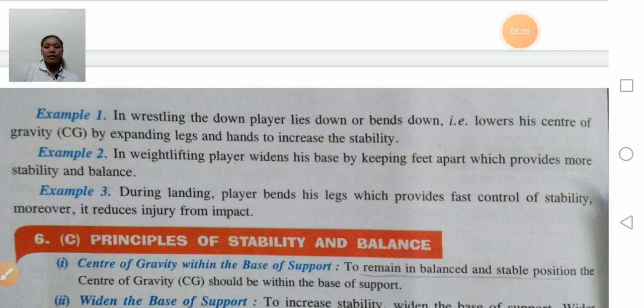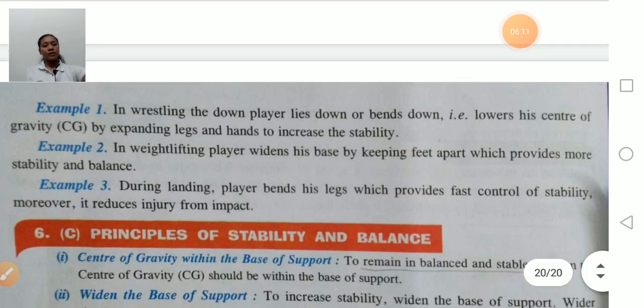Second example, in weightlifting, the player widens his base by keeping the feet apart. अपने feet के distance को थोड़ा लंबा कर देता है, which provides more stability and balance. If the base is more, there will be more stability and balance. Example 3. During landing, players bend their legs, which provides fast control of stability. Moreover, it reduces the chance of injury from the impact if he has the ability to control the stability.